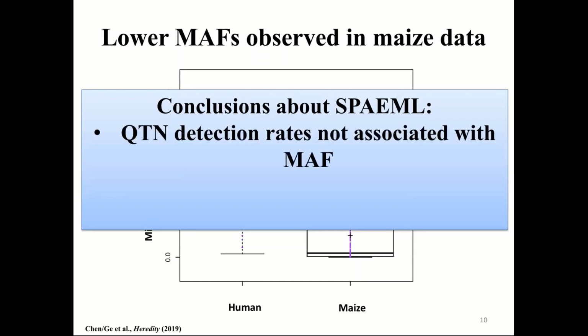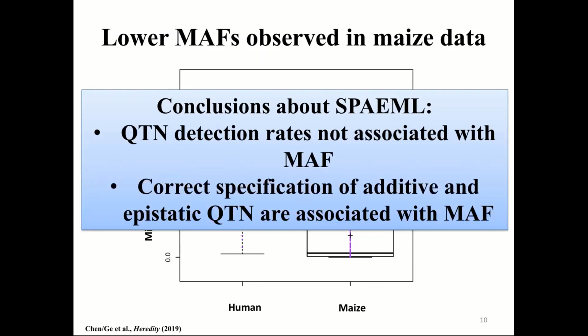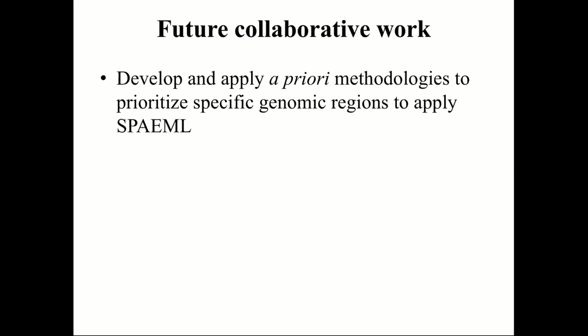How good does SPAMEL perform? Well, SPAMEL is as good as joint linkage analysis for detecting QTN. However, correct specification of additive versus epistatic QTN is associated with minor allele frequency. So here are thoughts about moving forward on this project.